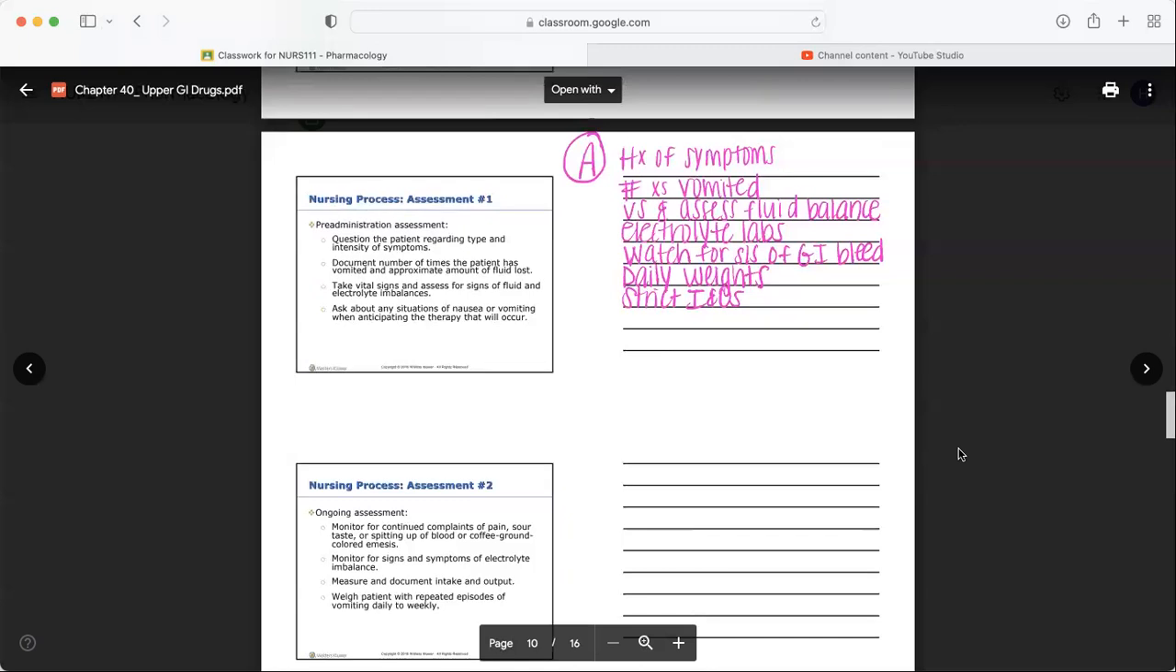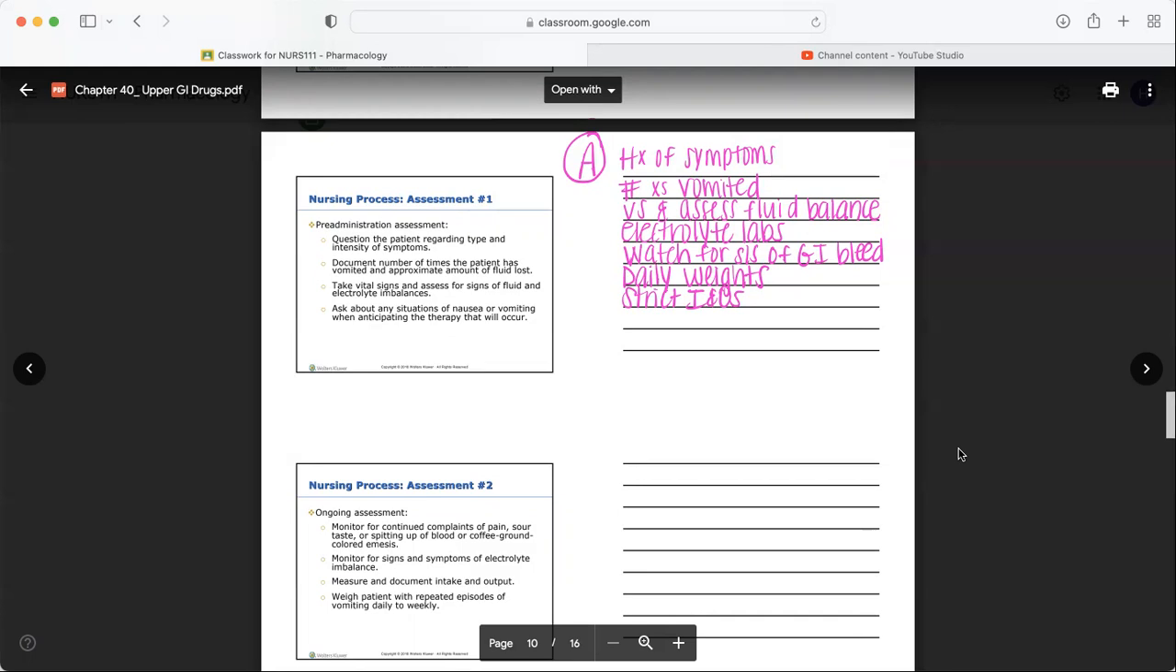So add PI for all of our upper GI drugs. Get a history of the symptoms. Write down or document the number of times that the patient has vomited. Get some vital signs, baseline vital signs. Assess their fluid balance. Get some labs on their electrolytes. Look at those suckers. See if they've got sodium or chloride disturbances, or if they have kidney issues related to prolonged dehydration.